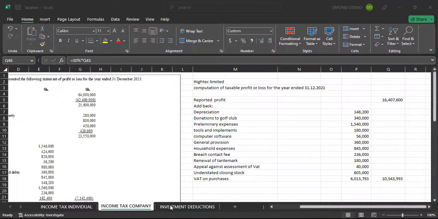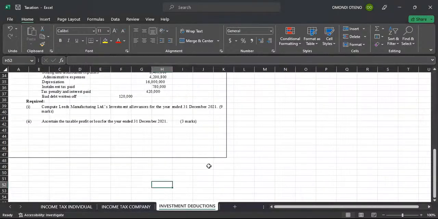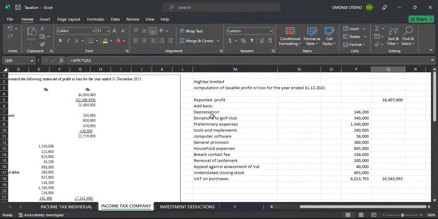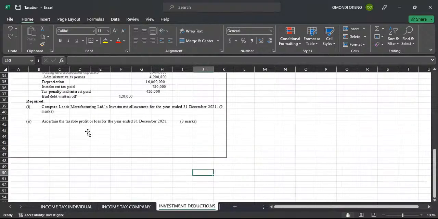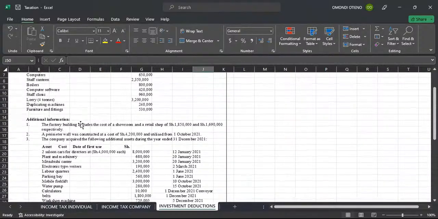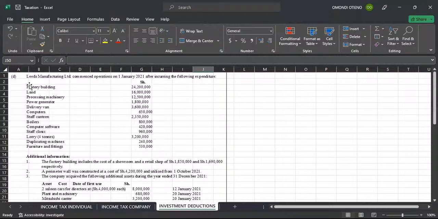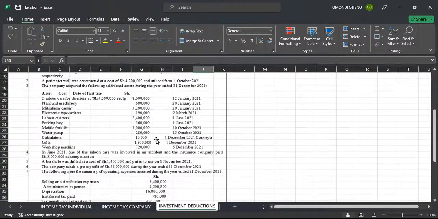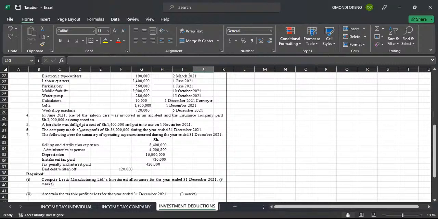So I believe we can end it at that point. Tomorrow we are going to look at the last thing, that is investment deduction, which we have just touched on in a few areas for the investment allowances. We are going to look at a question where everything you are given revolves around the investment allowances. You have the non-current assets: the factory building, land, processing machinery, power generator, the computers, the photocopying machines, tools and implements. Then at the end of the day, you are supposed to calculate the investment allowances.